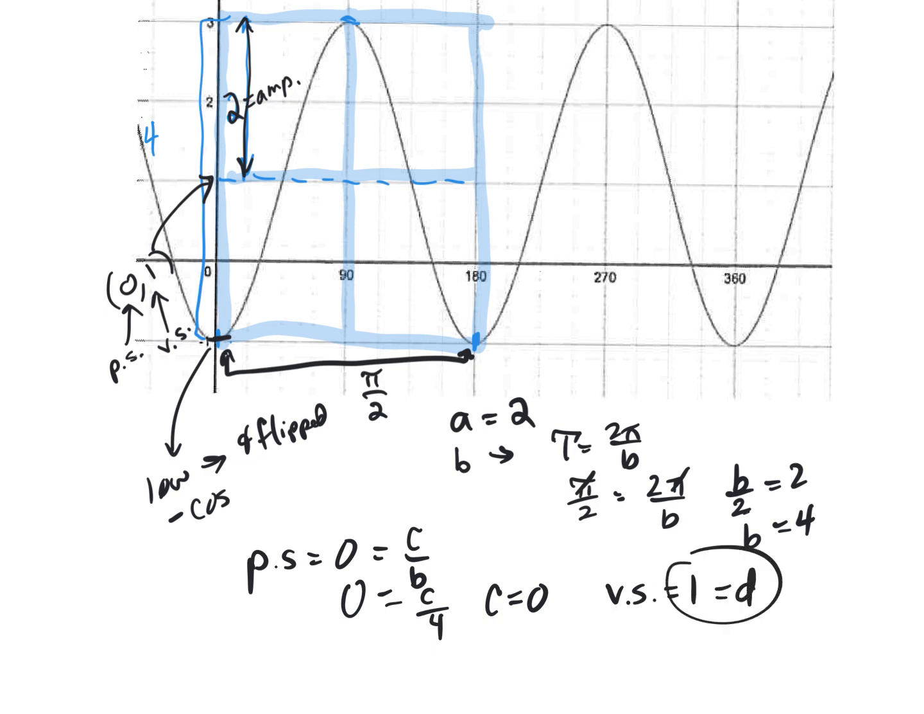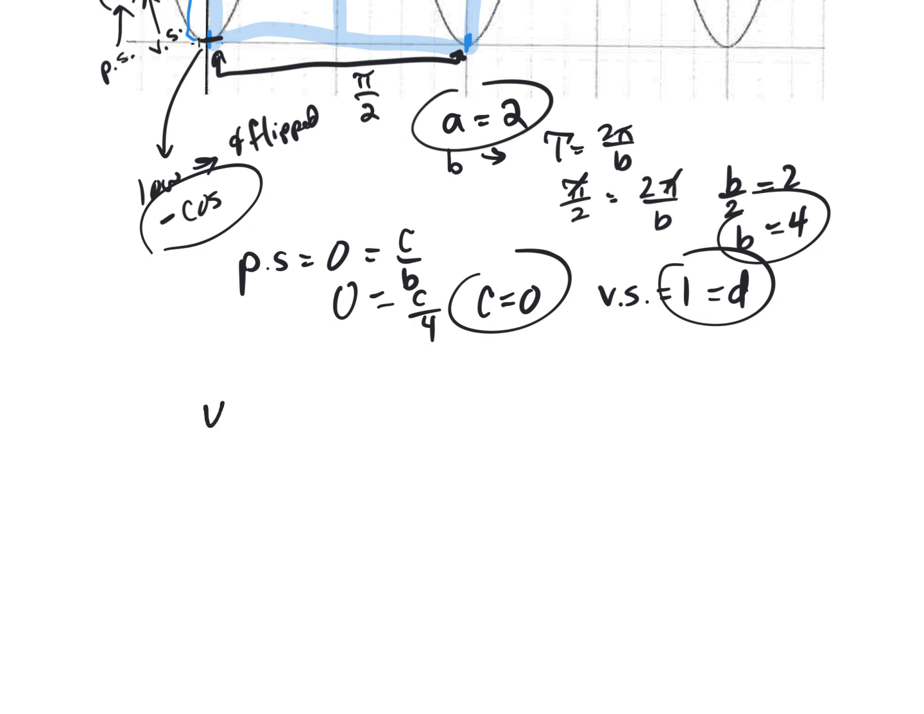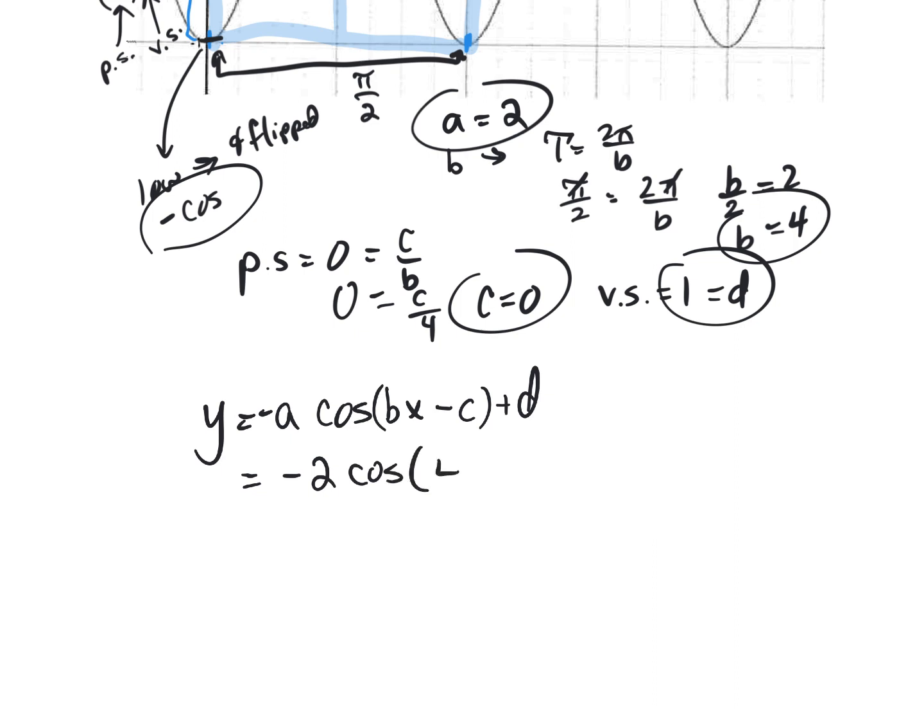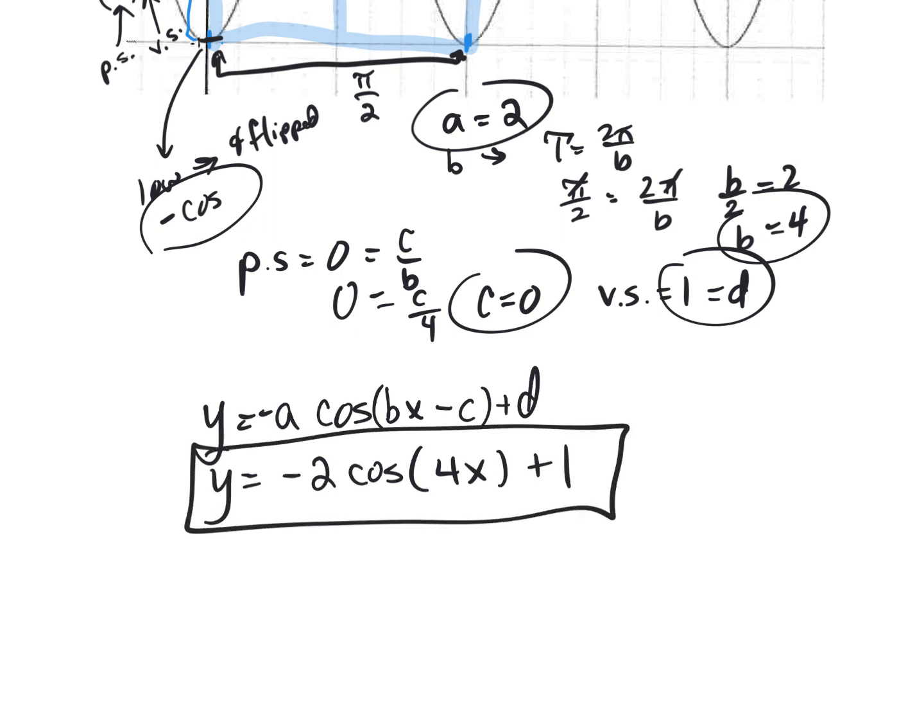So now I have D, I have B, I have C, I have A, and I know it's flipped, so it's negative cosine. So now I'm going to fill this in. Y equals A cosine, in this case negative A cosine, Bx minus C, plus D. So this is going to be negative 2 cosine. B is 4, so this is 4x minus 0, so it's just 4x plus 1. So there's my equation from my graph.